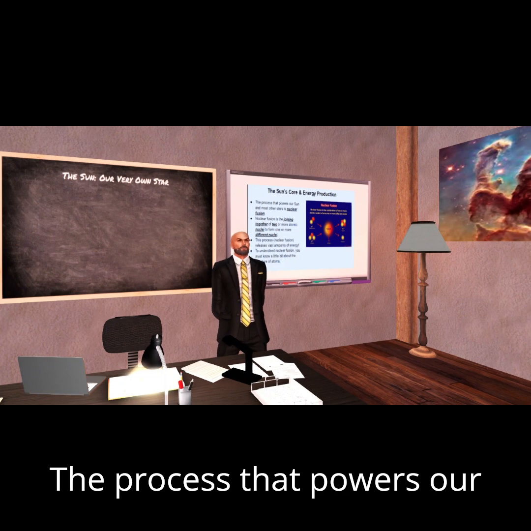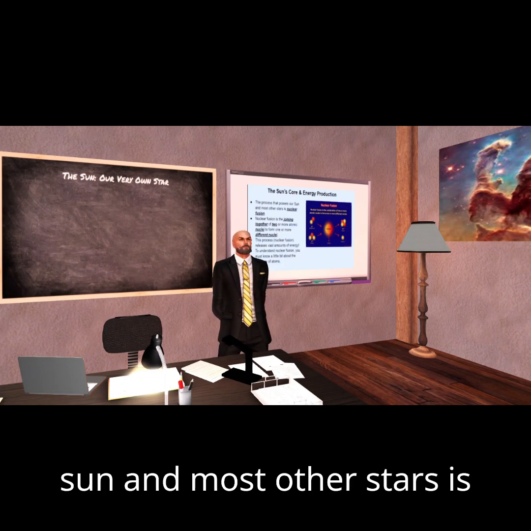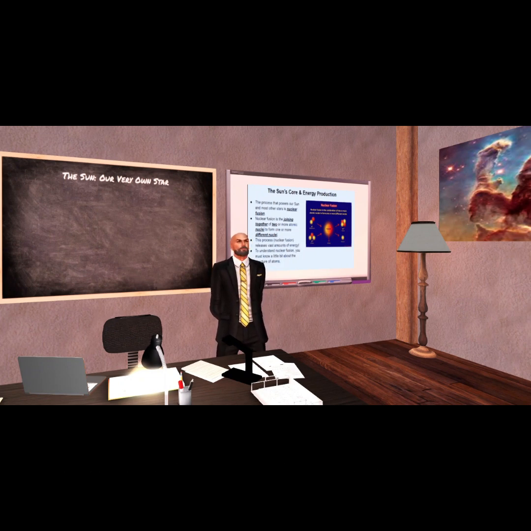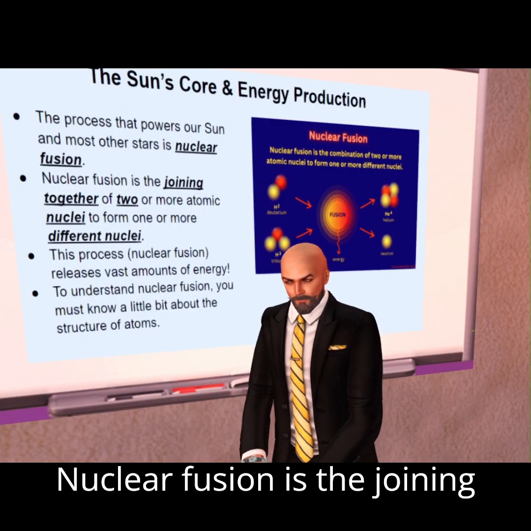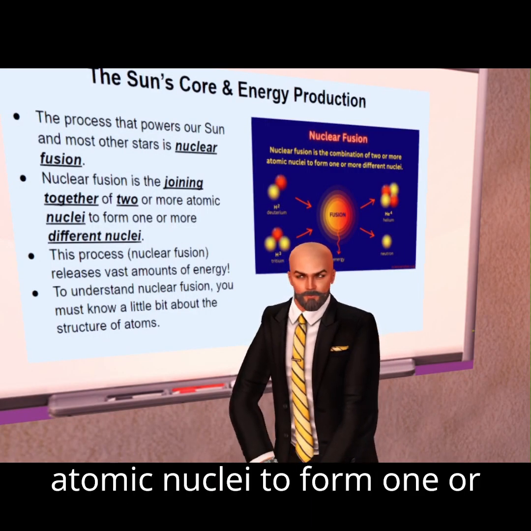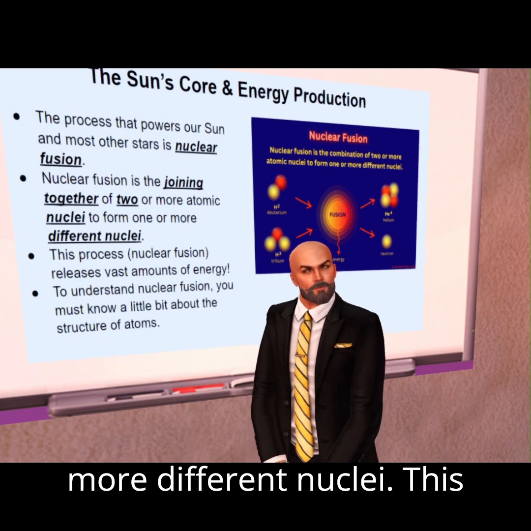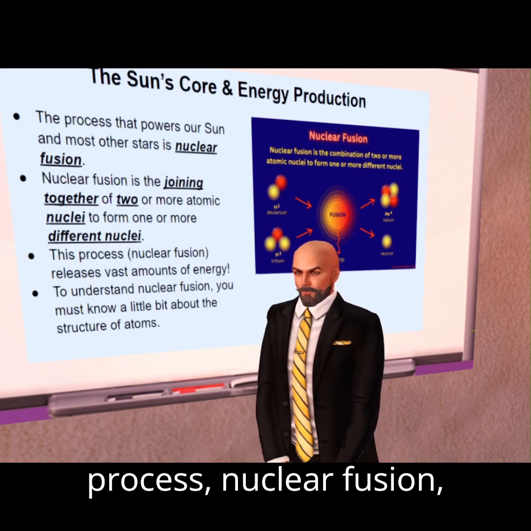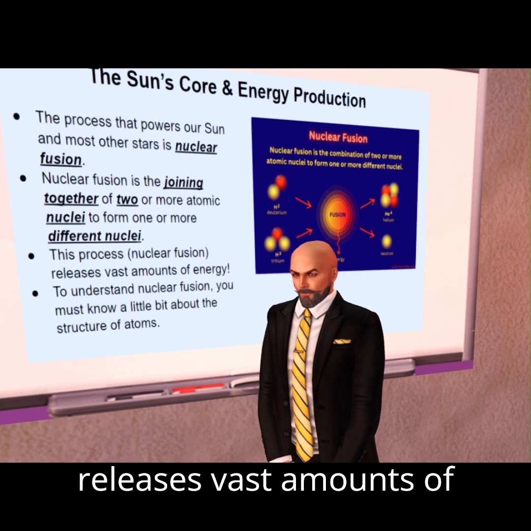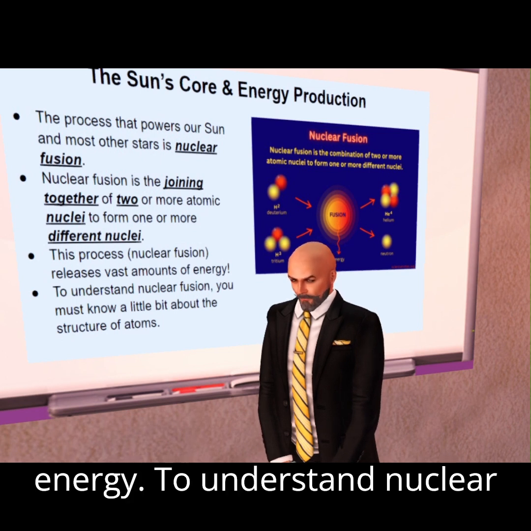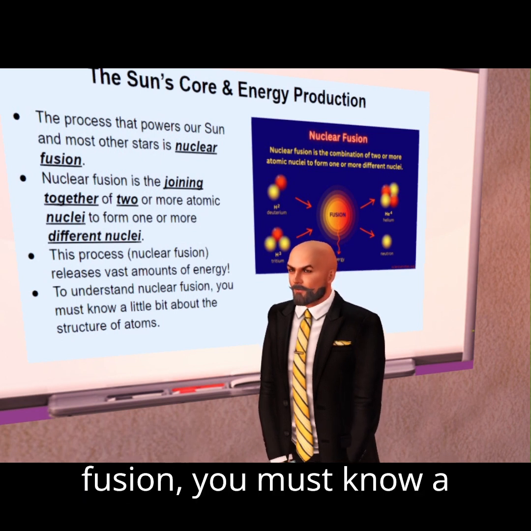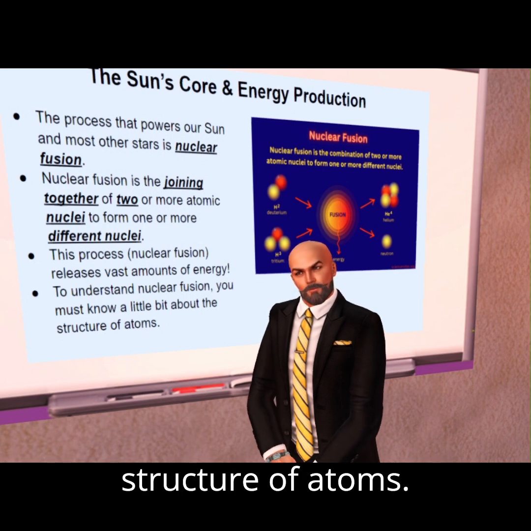The process that powers our sun and most other stars is nuclear fusion. Nuclear fusion is the joining together of 2 or more atomic nuclei to form 1 or more different nuclei. This process, nuclear fusion, releases vast amounts of energy. To understand nuclear fusion, you must know a little bit about the structure of atoms.